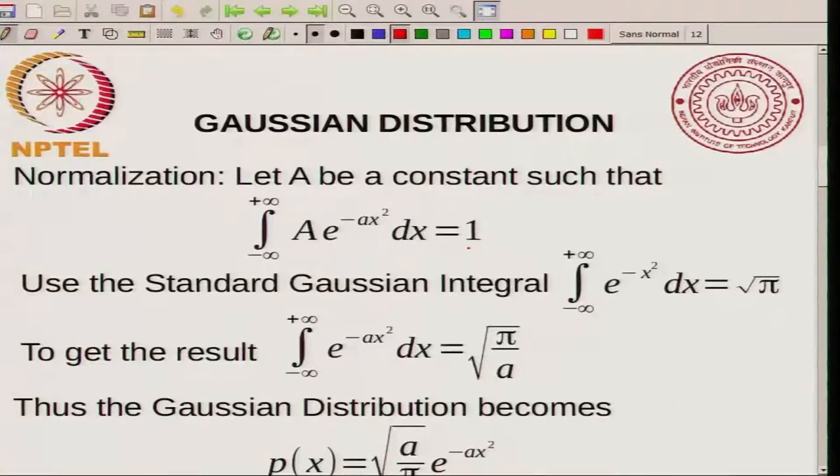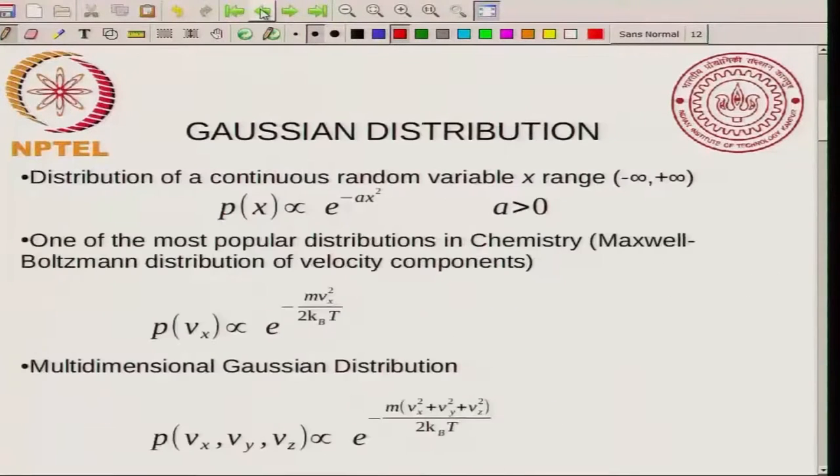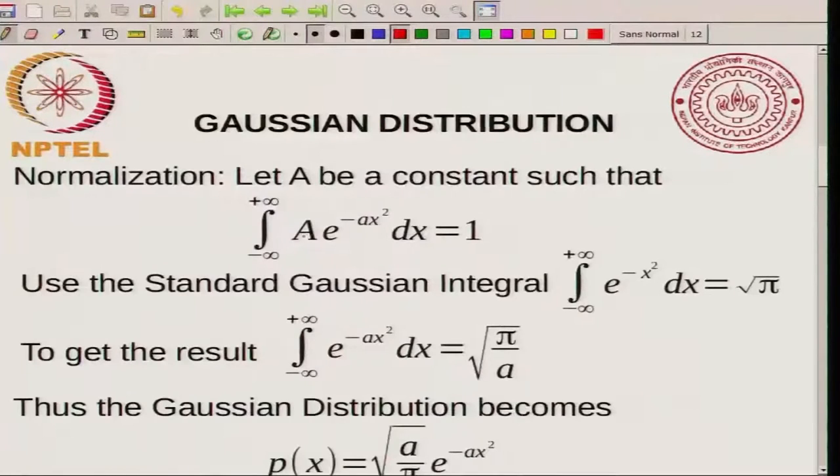Okay. Now, what we said in the previous case is that probability is proportional to this. So, the constant of proportionality is chosen such that this integral exactly equals 1. Okay. So, what should the value of the constant be? We use a standard Gaussian integral. The integral from minus infinity to plus infinity of e to the minus x square dx is root pi. You can show this using two-dimensional polar coordinates, but we won't bother about showing this. We'll just take this result.